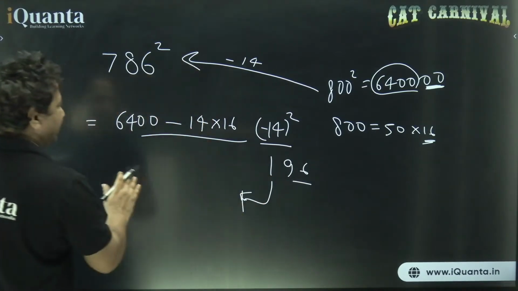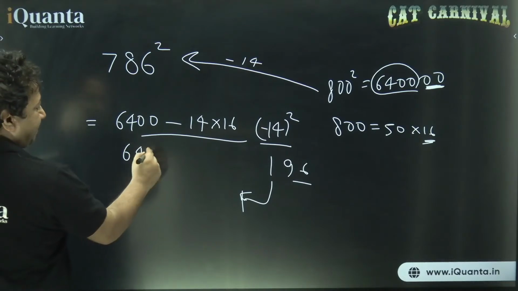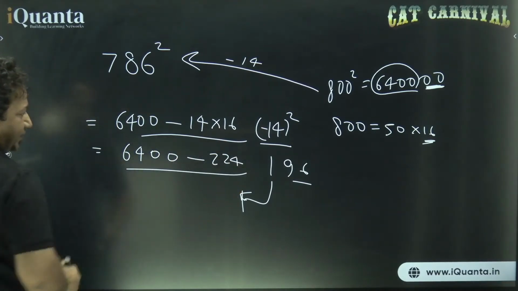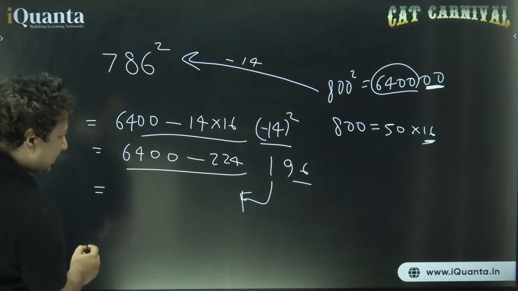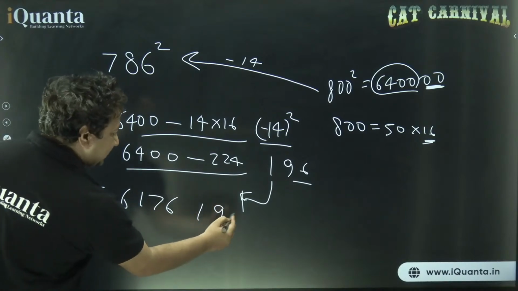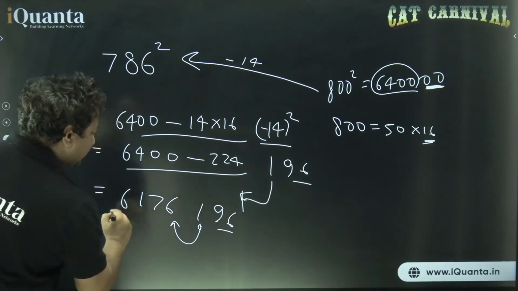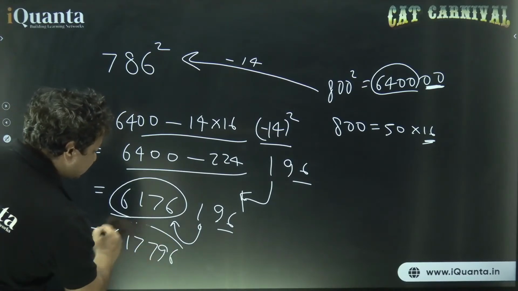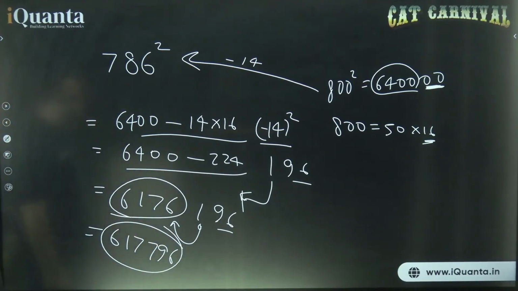And here what do we get? 6400 minus this will be 224. Okay, so let's subtract this. I think I will get 6176, and 196 is here. 1 goes in carry forward. So we have 617796. Check the calculation if I've done it right.